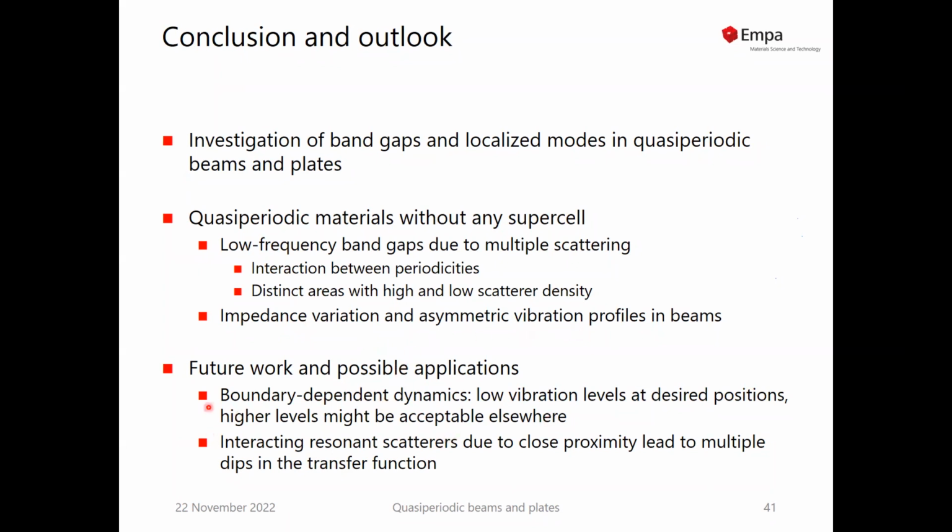What we're working on is boundary-dependent dynamics, as I would like to call them. So we can basically choose where low vibration levels are going to occur. So if these positions are critical for high vibration levels, we can create structures that don't vibrate there. Or we can play further with these interacting resonance scatterers, as I showed in the case of very few resonators, to get more of resonance splitting and therefore a wider range of effect.